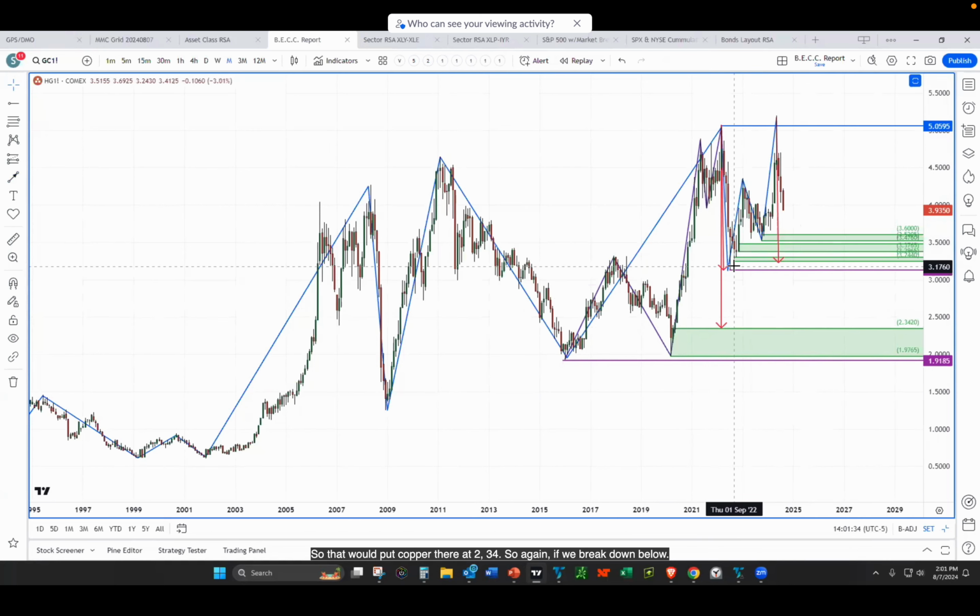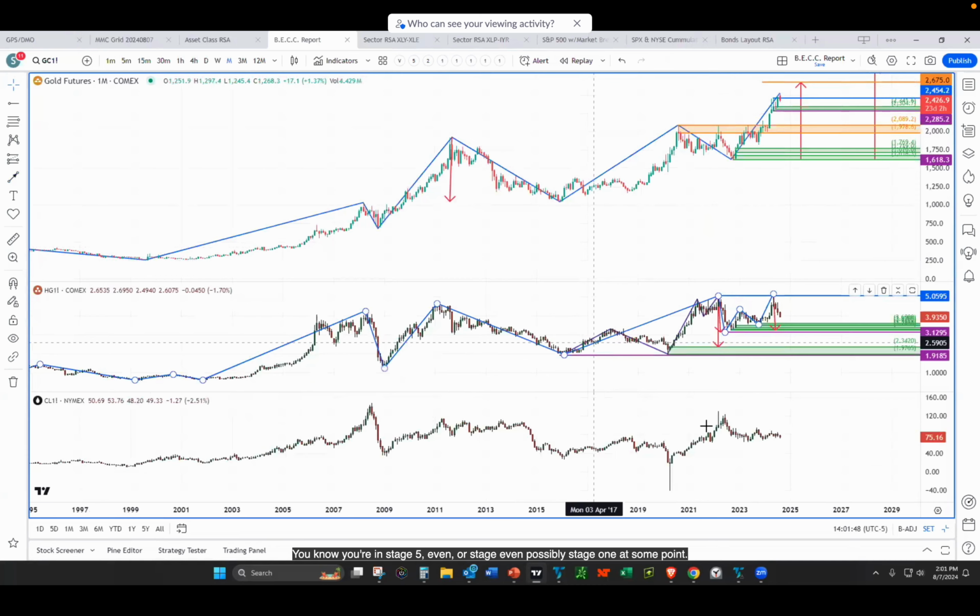So again, if we break down below that 355, and subsequently the 312, that's pretty negative for commodities, and a reason to indicate that you're in stage 5, or stage 6, or even possibly stage 1 at some point.